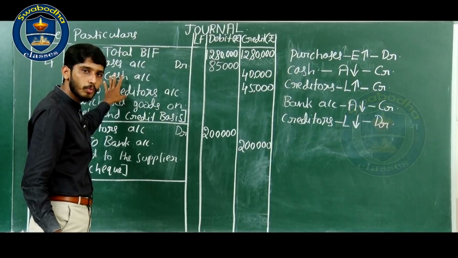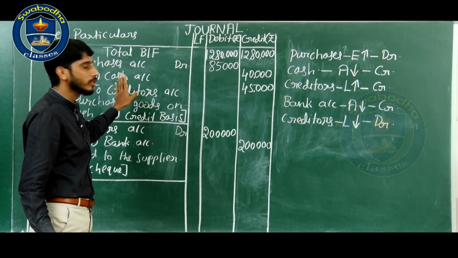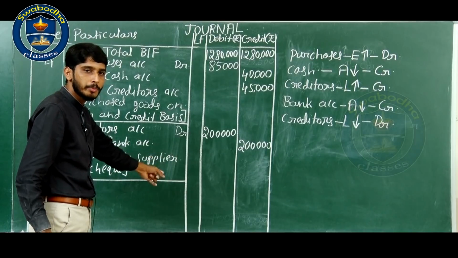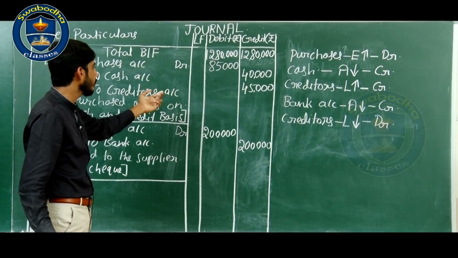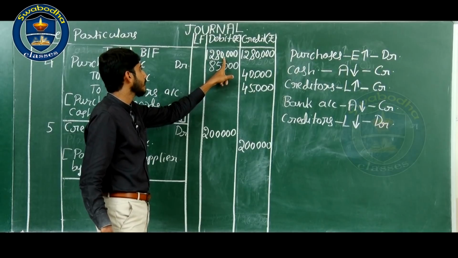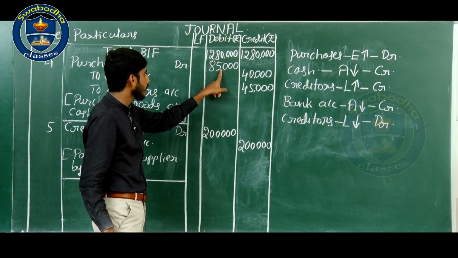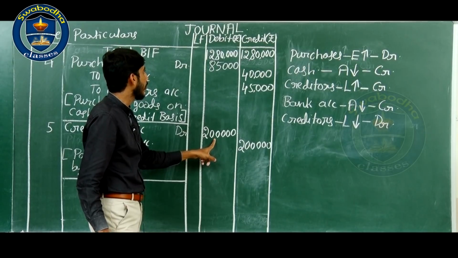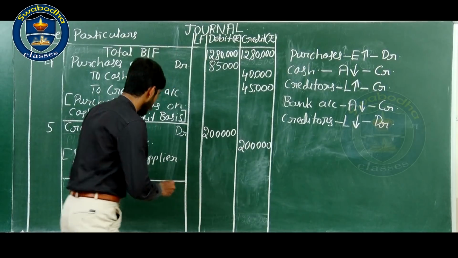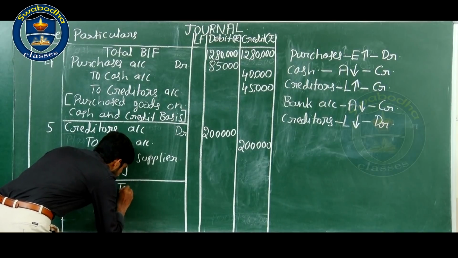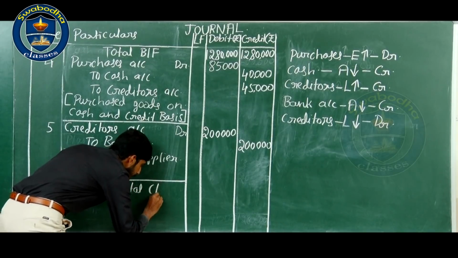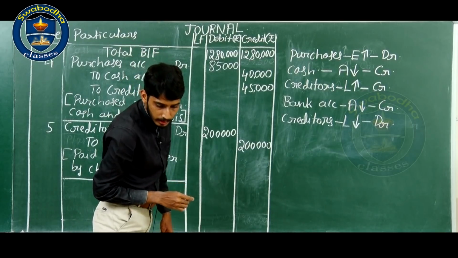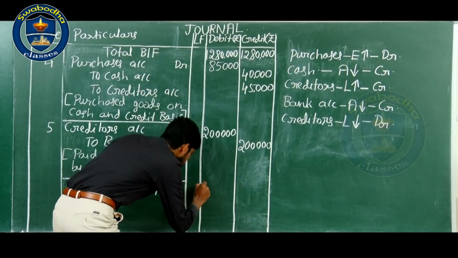Next, you have completed one more page of the journal book. Calculate the total and carry forward the same total to the next page. 12 lakh 80,000 plus 85,000 plus 2 lakh. So the total carried forward is 15 lakh 65,000.